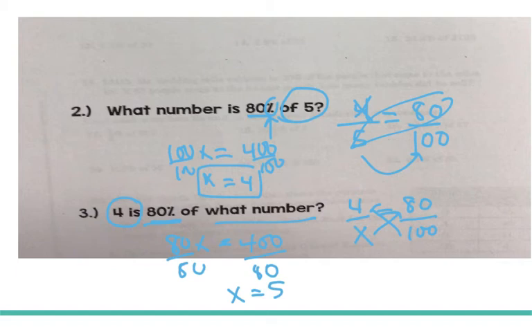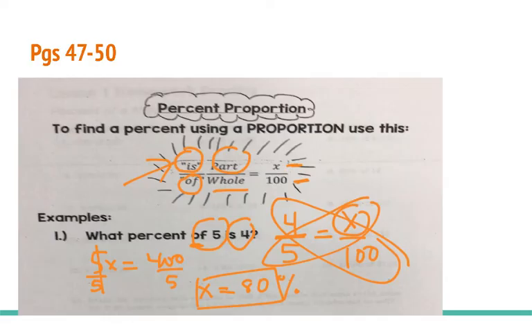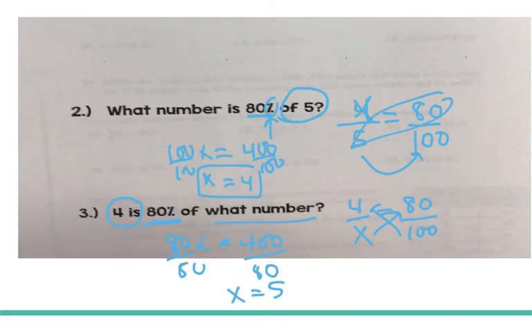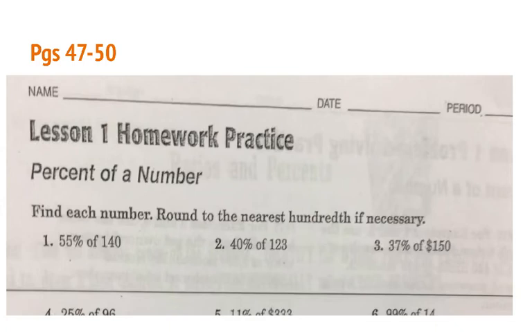But we've gone from, I'll go back here, what percent of 5 is 4, what number is 80% of 5, and 4 is 80% of what number. So we've just kind of rearranged and placed them in different orders in the number sentences. So finding the percent, finding the part, finding the whole, given each of those parts. Okay, we're going to go on to the next slide.